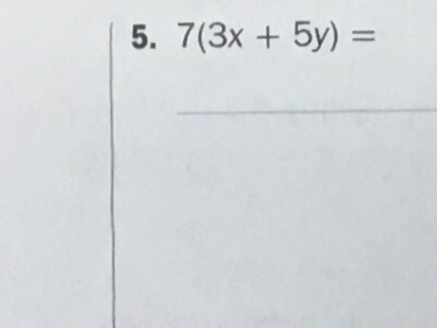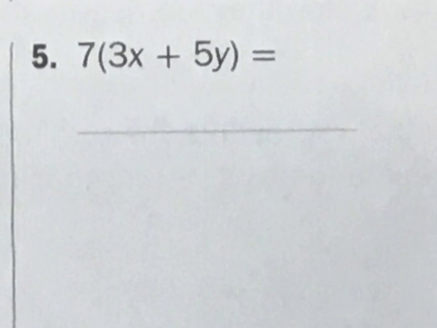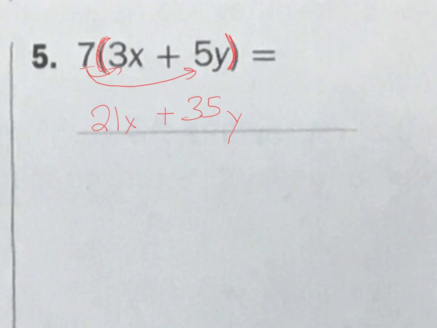Let's go to 5. Ooh, distributive property. Love distributive property. So I'm going to take this 7 times the 3x. That's going to give me 21 x's. Plus, I have to multiply this 7 times 5, because everything that's in the parentheses needs to get multiplied by 7. So 7 times 5 is 35. And we're talking about y's now.